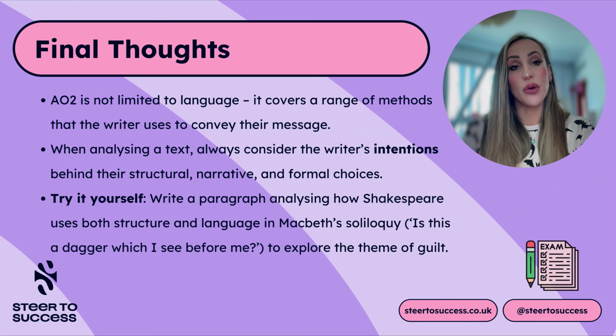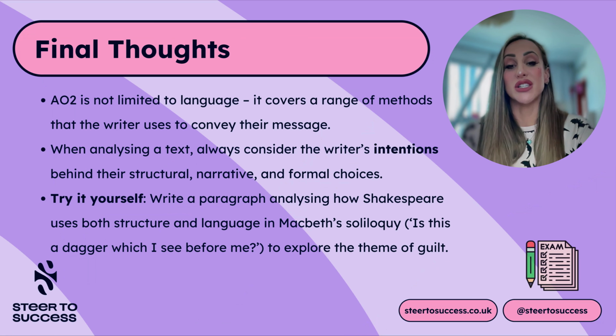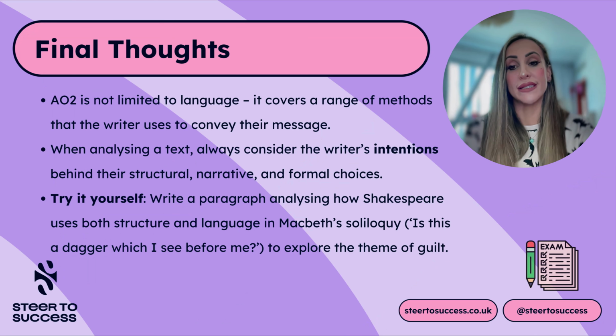So just some final thoughts then. AO2 is not limited to language, as I've really laboured in this session. It covers a range of methods that the writer uses to convey their message. When analysing a text, always consider the writer's intentions behind their structural, narrative and formal choices, and try it yourself. That is the best way to get used to doing this. Write a paragraph analysing how Shakespeare uses both structure and language in Macbeth's soliloquy, or whichever Shakespeare text you've studied, or any text you've studied.